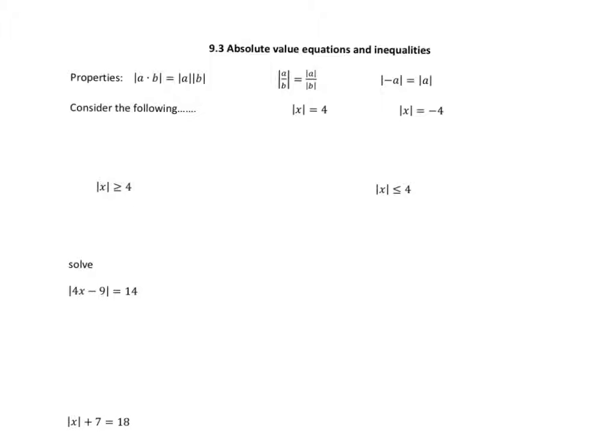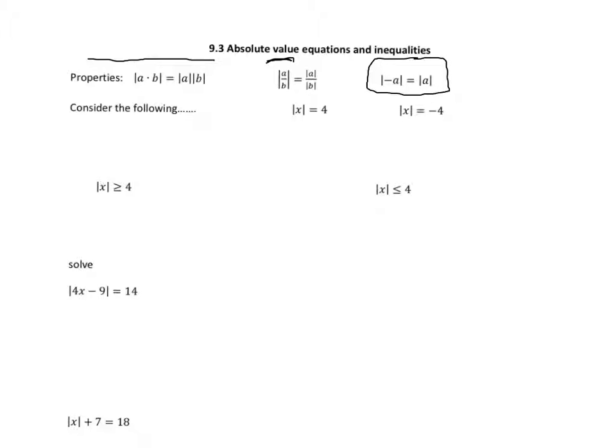Now, there's a couple properties of the absolute value. One is if we have the absolute value of the product of something, we can take the absolute value of the individual pieces. If we have the absolute value of a quotient or a fraction, we can take the absolute value of the numerator over the absolute value of the denominator. And then finally, the absolute value of a negative quantity is the same as the absolute value of a positive quantity.